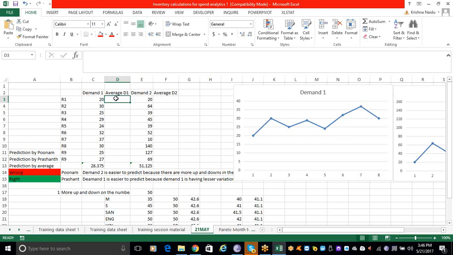So we need to calculate it by taking the demand of the first row minus the prediction, that is 28.375. So what is the error here? 20 minus 28.375, that is minus 8.375. Similarly, I'll drag the formula.